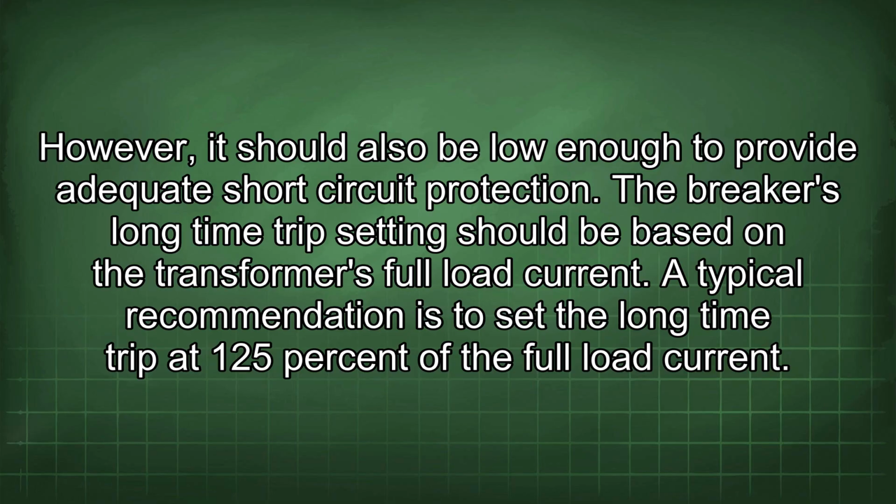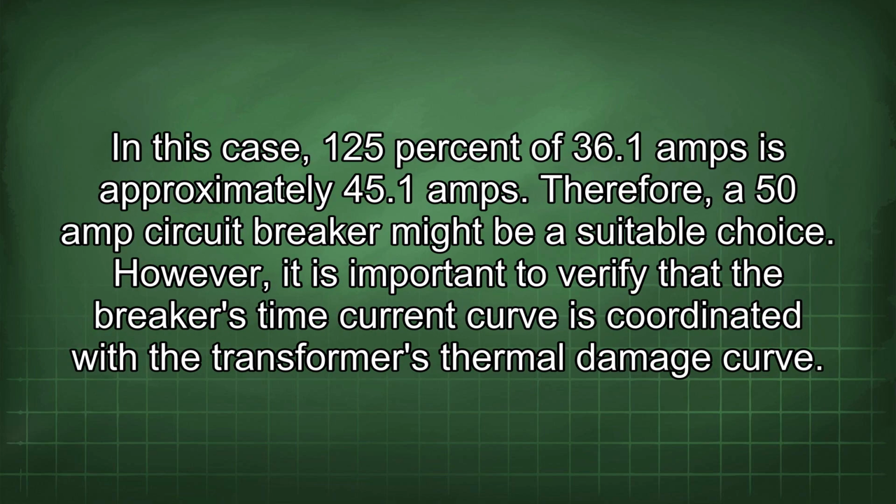The breaker's long time trip setting should be based on the transformer's full load current. A typical recommendation is to set the long time trip at 125% of the full load current. In this case, 125% of 36.1 amps is approximately 45.1 amps. Therefore, a 50 amp circuit breaker might be a suitable choice.